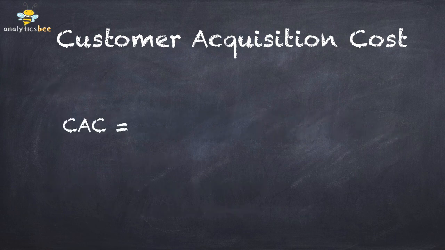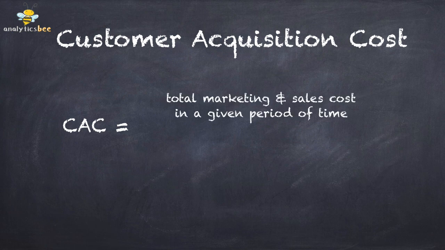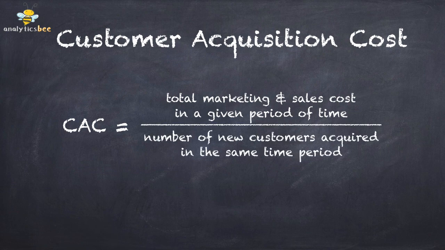Here is how CAC is calculated. It's the total marketing and sales cost in a given period of time divided by the number of new customers acquired in the same time period.